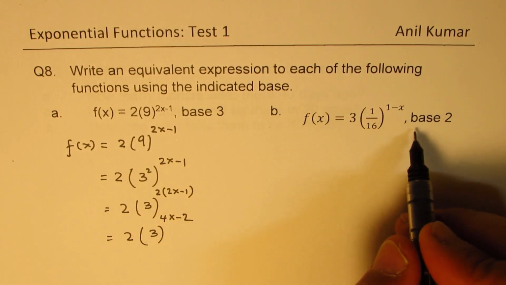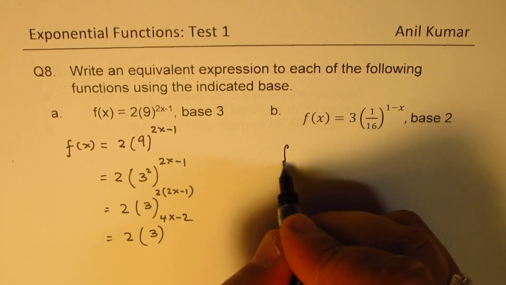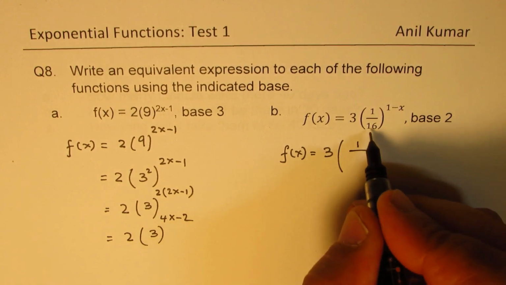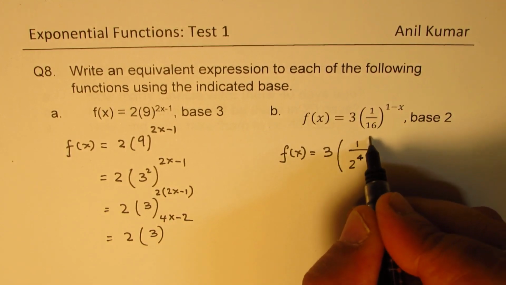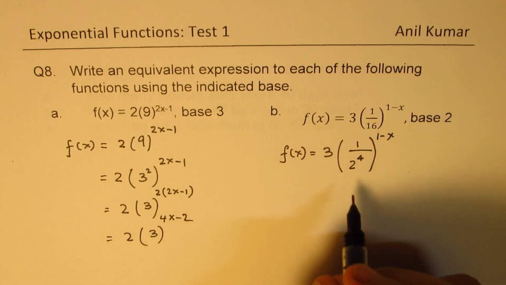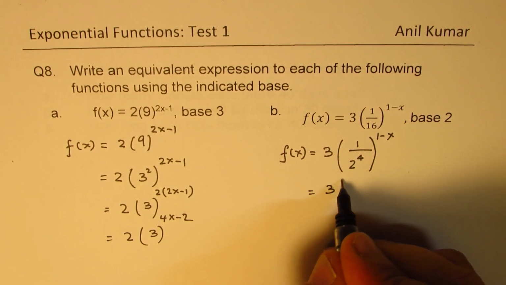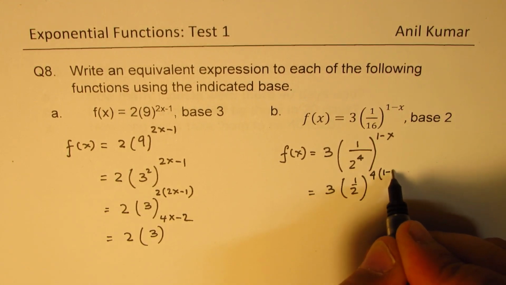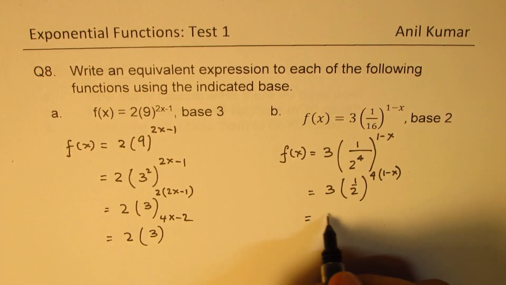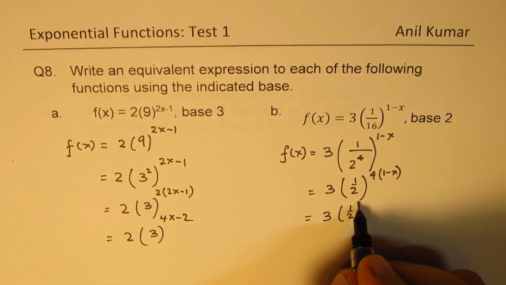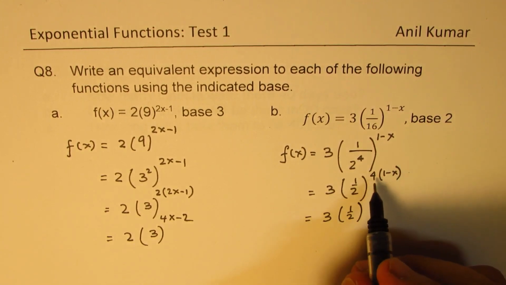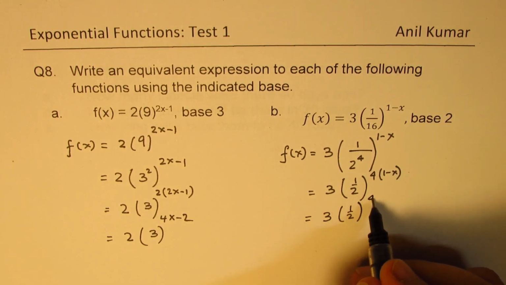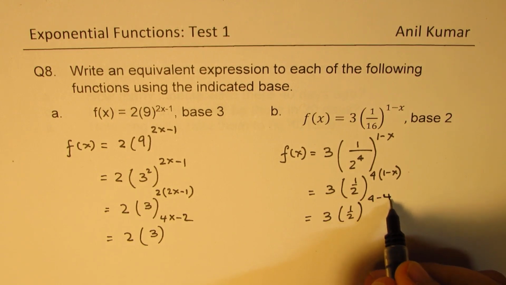The next one here, we need to change the base to 2. So we could write this function f of x as equals to 3 times 1 over, now 2 to the power of 4 is 16, right? So we get 1 minus x. Now this could be written as 3 times 1 over 2 to the power of 4 times (1 minus x), right? So which could be written as 3 times (1/2) to the power of (4 minus 4x). Is that clear to you?